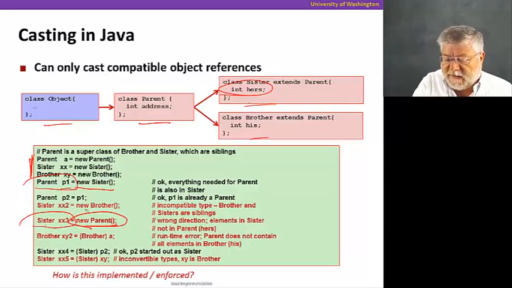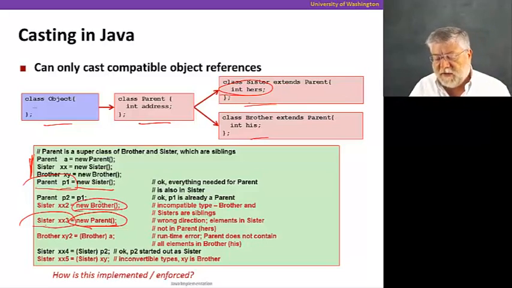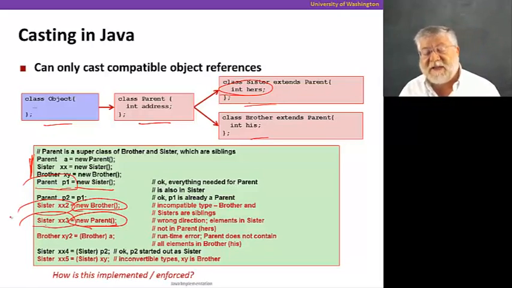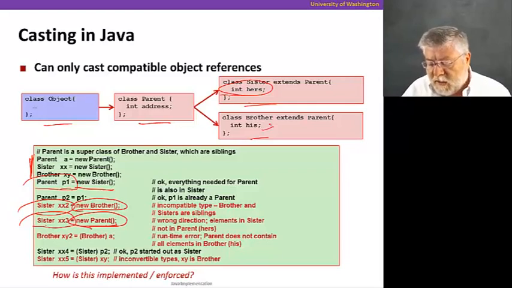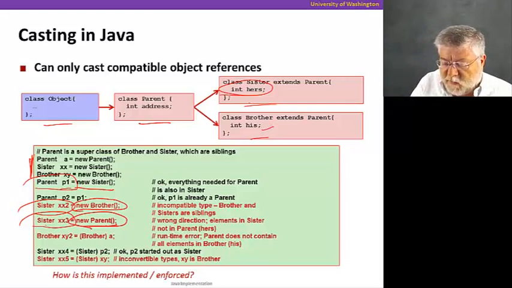Let's take a look at another example just above this one. If we create a new object called brother, try to cast it as a sister, that doesn't work either. And the reason in this case is, of course, that brother also has a different variable called his that we don't know where to put if we move it to the type sister. So not only is it missing hers, but it has this other thing, his, that sister doesn't know what to do with.